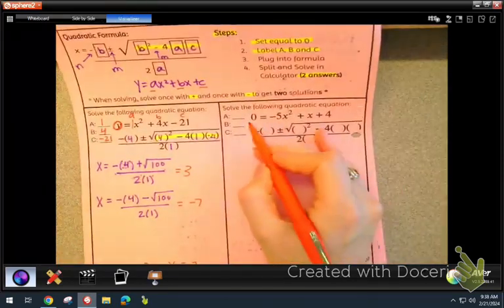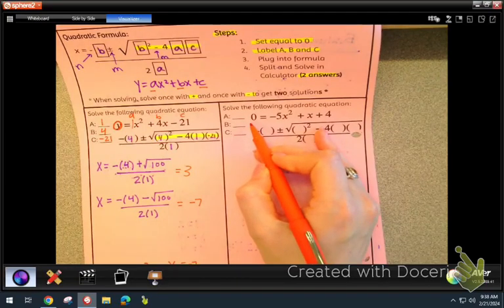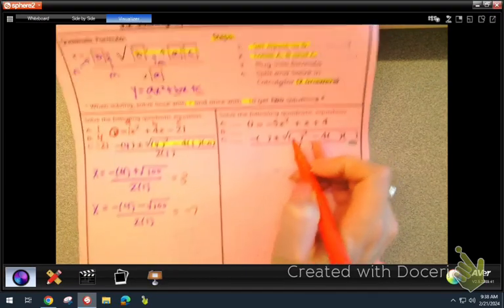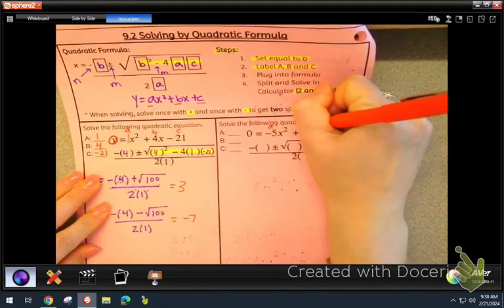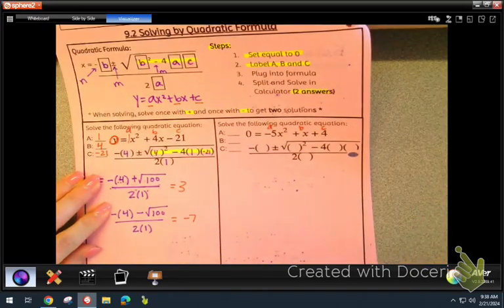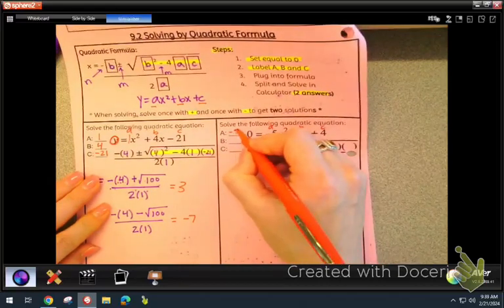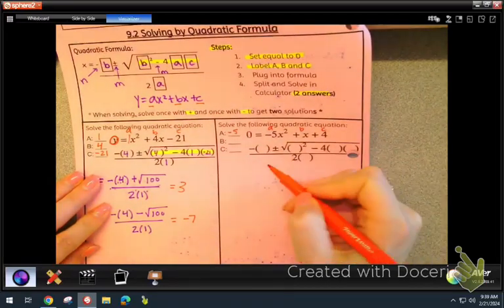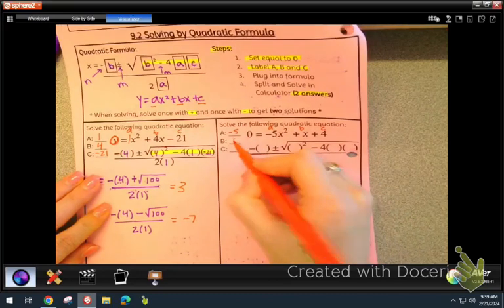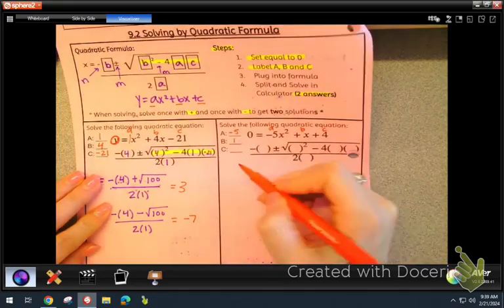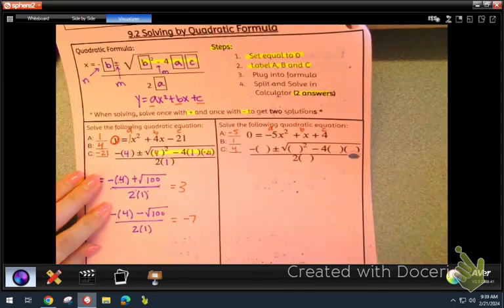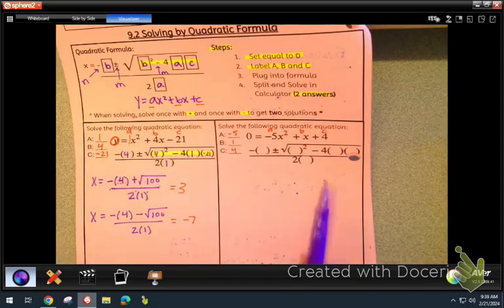Are we equal to 0 on number 2? Okay, so I don't have to do anything there. I need to label A, B, C. For this problem, what is A? Negative 5. What is B? 1. What is C? 4. Okay? You write down A, B, and C. We're going to take this stuff away on the next page, and you're going to need to know how to write that in.